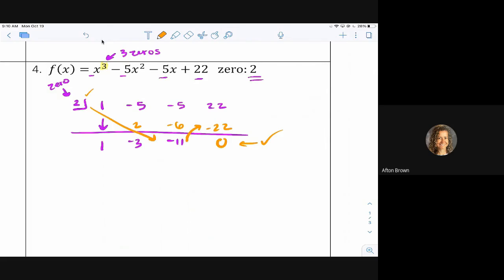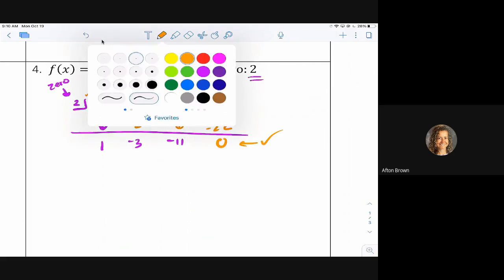Sean asks: when we get the quadratic, how do we know whether to do long division or quadratic formula? Good question. Once we get the quadratic, your 3 options are factoring, using square roots, or quadratic formula. Let me get to there and I'll tell you, but that's a great question.